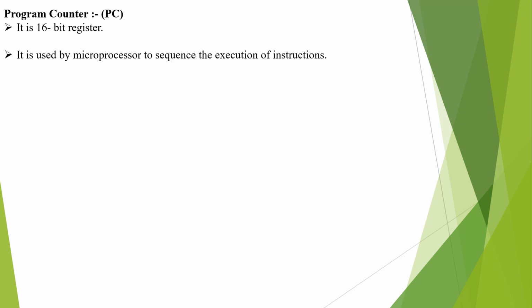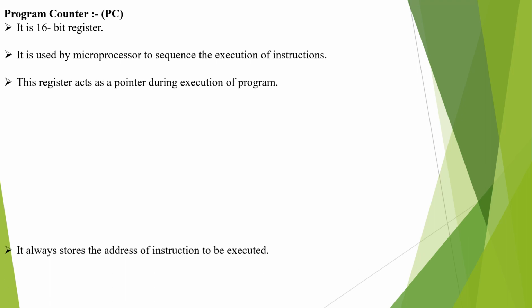It is used by the processor to sequence the execution of the instructions. So whenever there is a program, in order to execute the program in a sequence, that is the definition of your processor, the program counter plays a very important role. This register acts as a pointer during the execution of the program.